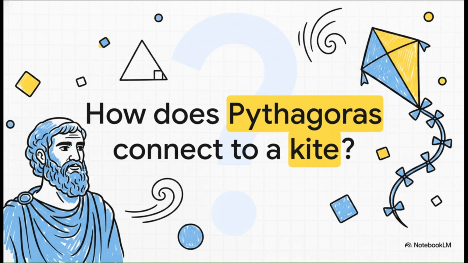But before we get lost in the math weeds, I've got a bit of a mystery for you. What does an ancient Greek philosopher have to do with the shape of a kite? It seems like a totally random pairing, right? One is this abstract thinker from antiquity, and the other is a toy you fly on a windy day. But stick with me, because by the end of this explainer, you're going to see exactly how one simple, ancient theorem connects to the complex, everyday shapes all around us.